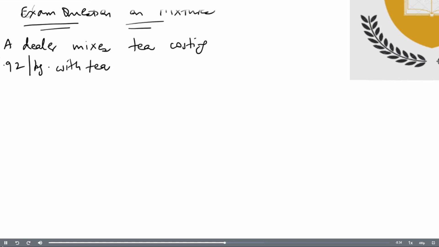Now let's look at an exam question on mixtures. Let me write down the question here. A dealer mixes tea costing rupees 6.92 per kg with tea costing rupees 7.77 per kg.